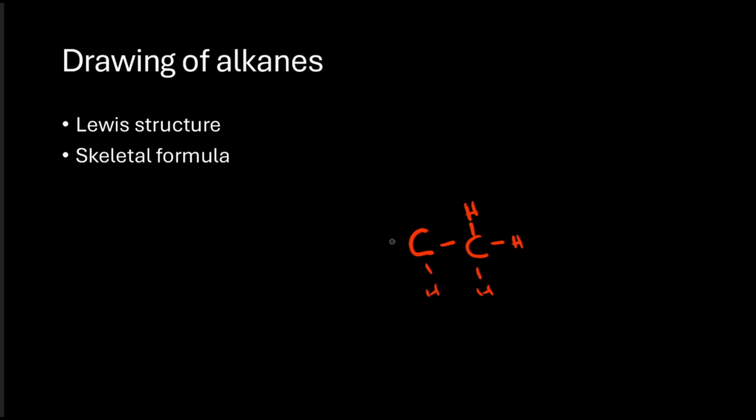So we can have this. So this is our Lewis structure. And then we have the skeletal formula. For the skeletal formula, we draw straight lines like this, and each end and intersection represents a carbon atom. So we have one carbon atom here, we have another here, we have another here, here, and there.